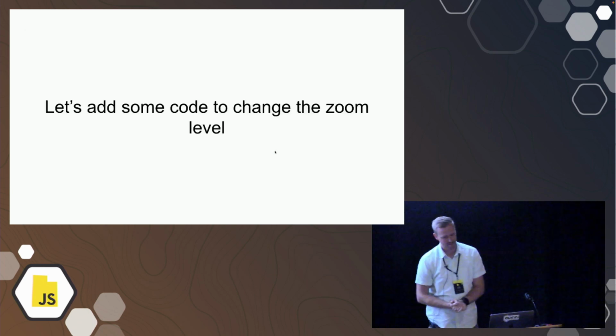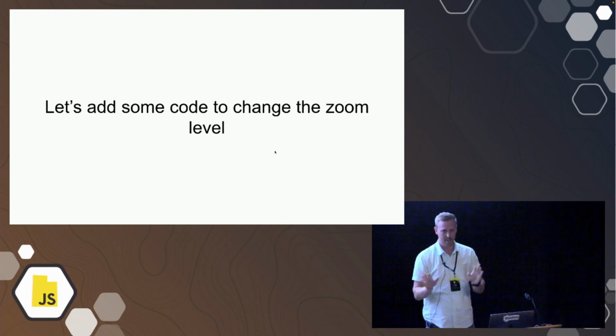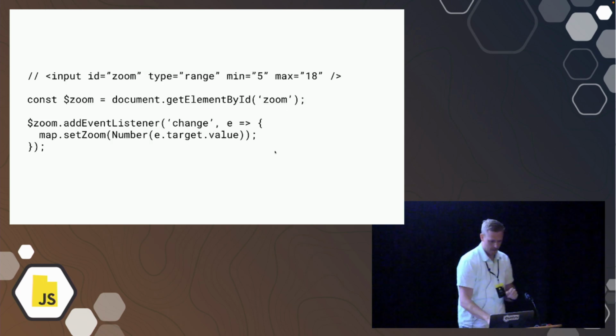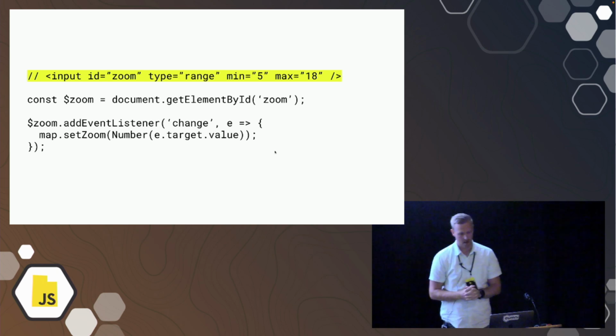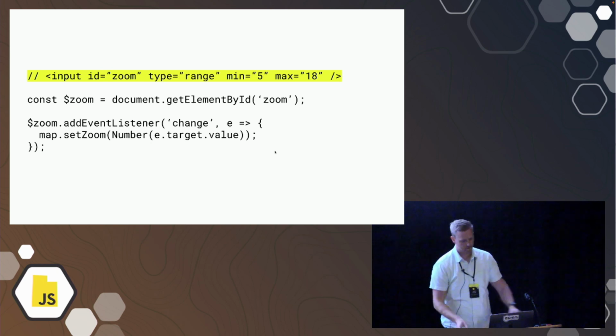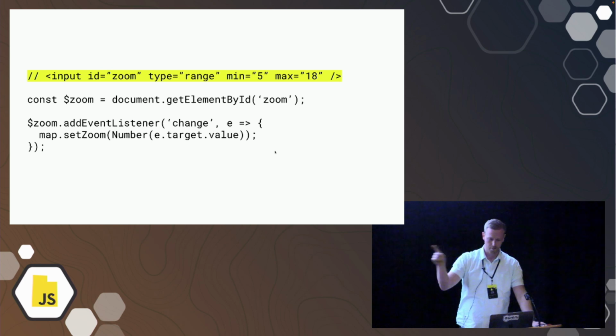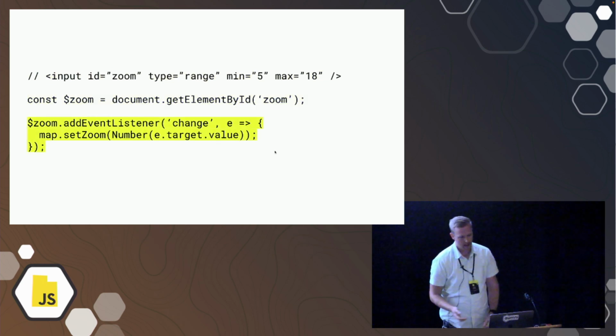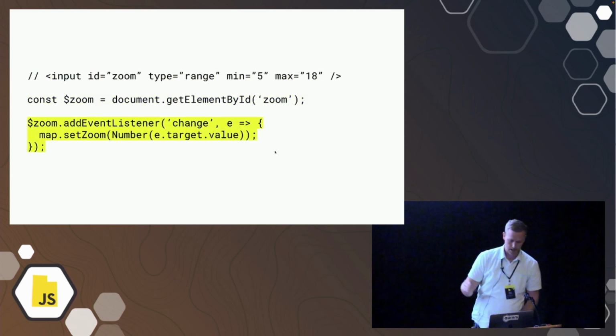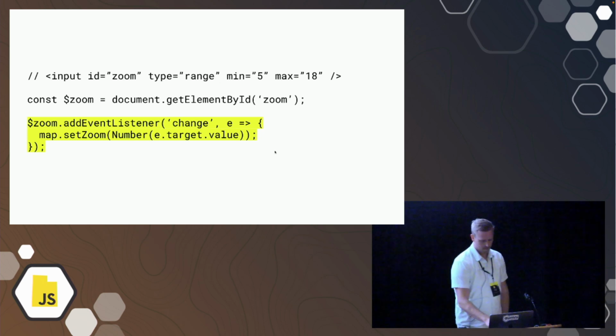All right, so let's add some code to change the zoom level, still doing it in an imperative fashion. So let's say you have this input element on your website. You want to be able to have it be a range where it steps through incrementally and changes your zoom. Well, you can grab that element, add an event listener, and whenever it changes, you can call map set zoom.